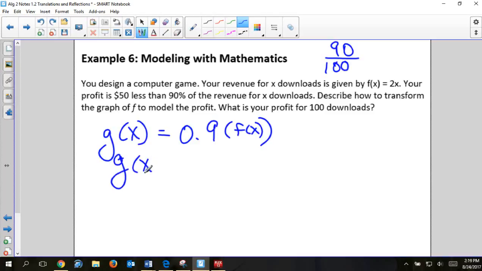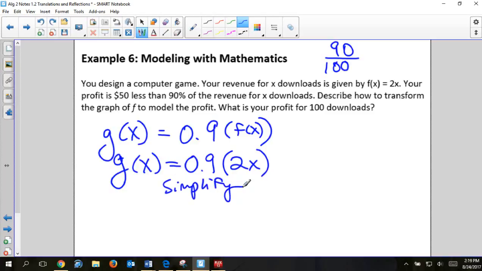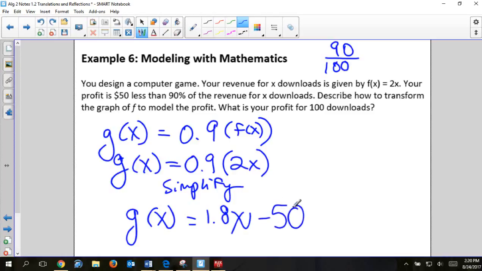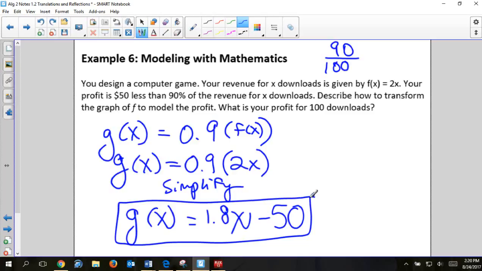So we're going to have g of x is equal to 0.9 of 2x. So you do 90% of that 2x. Then we simplify. So now we have g of x equals, we multiply these together, 2 times 9 is 18, but there's a decimal, so 1.8x. After we do 90%, then what do we do? 90%, then what do we do, David? Subtract 50. Subtract 50, so I'm going to minus 50 from that. And that will be our profit function.